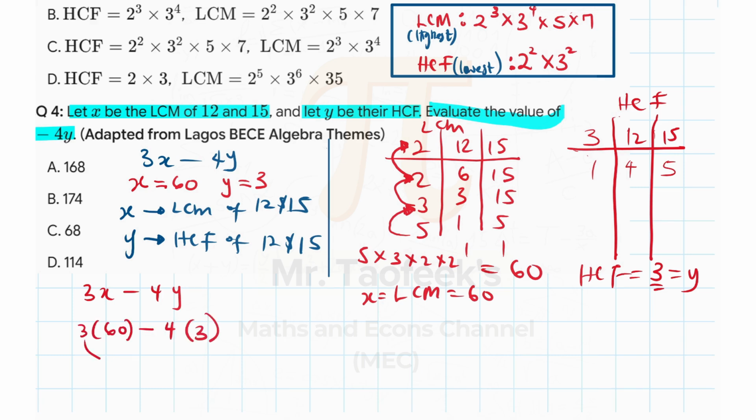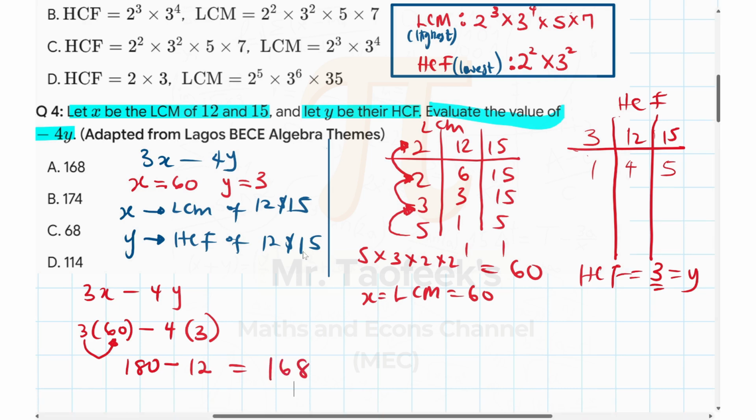So 3 times 60: 3 times 6 is 18, add your 0, that's 180. Take away 4 times 3, which is 12. And that must give us 180 minus 10, 170, 170 minus 2, 168. 168, and that is the answer.